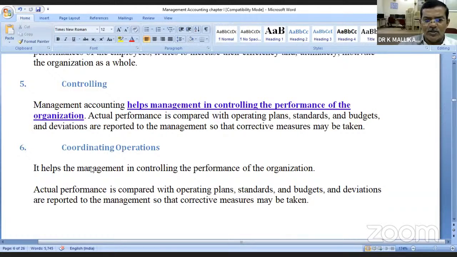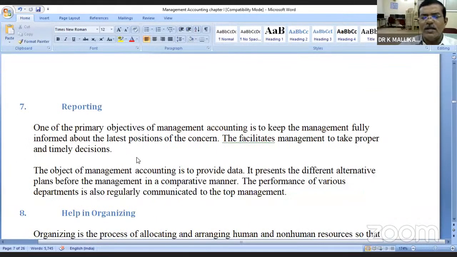Coordinating operations. In management, there are so many departments and so many functions. Management accounting integrates and coordinates one department with another, and sees how each department is performing, how the process is going on, and whether any process is delayed or not. They check it stage by stage. And in reporting, management accounting always reports the information to the management to give the latest position. Based on the latest position, the company can predict the next 5, 10, 15, 20 years.